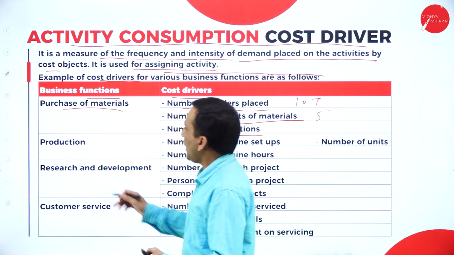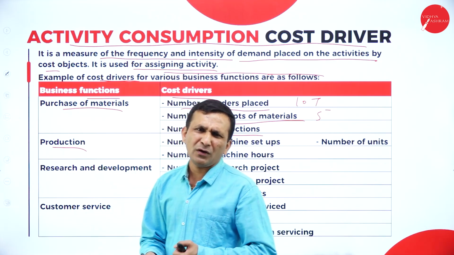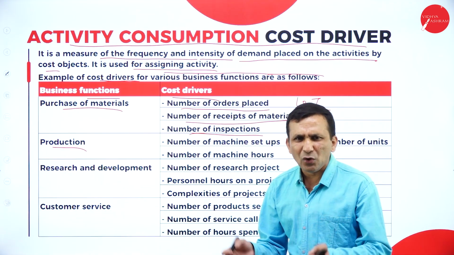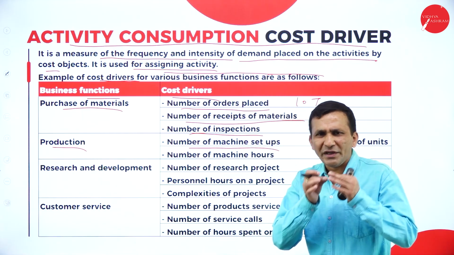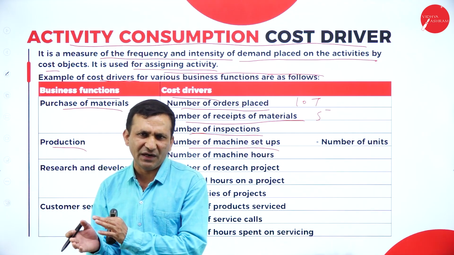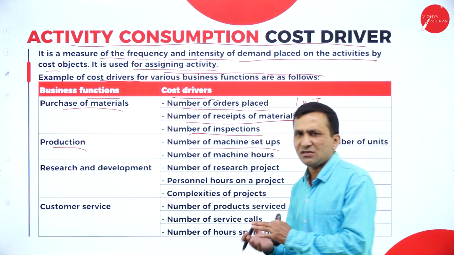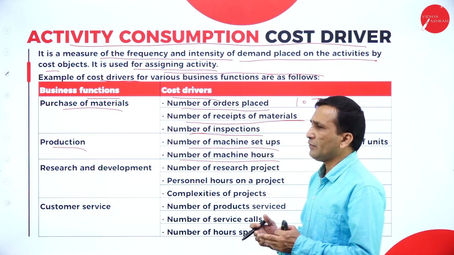So next one, now production. When we are talking related to production, there are a number of activities going on within the production department. So the number of machine setups: each and every product is unique, so the machine setup is something different, right? So that is how many times, the frequency we need to identify. Again, the number of machine hours, okay.